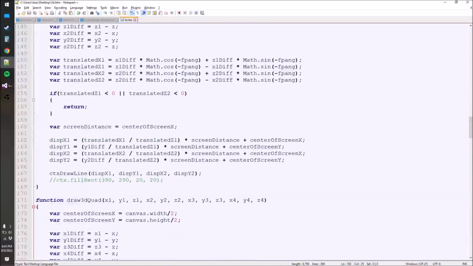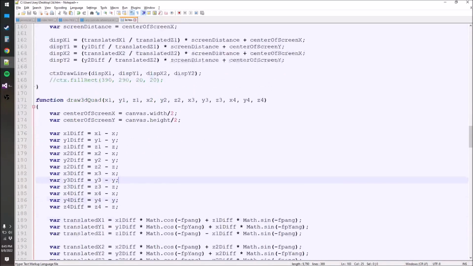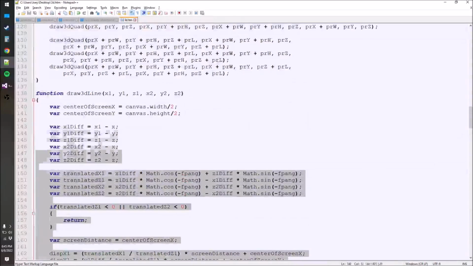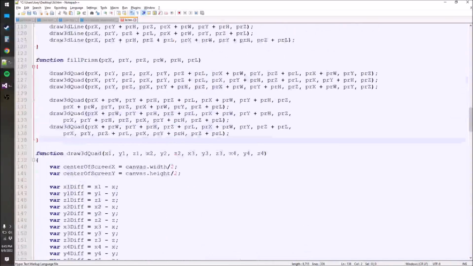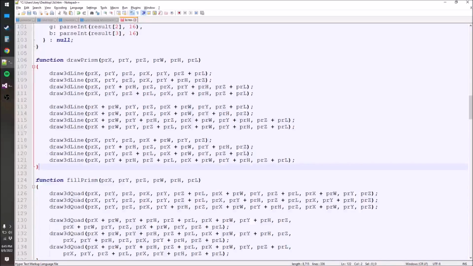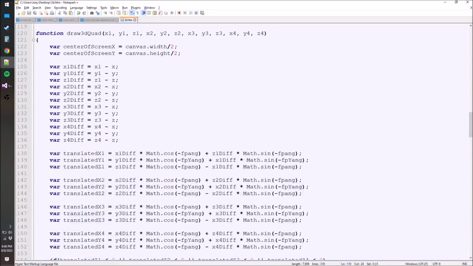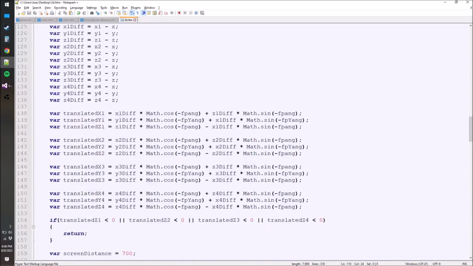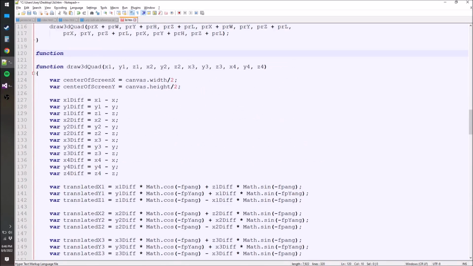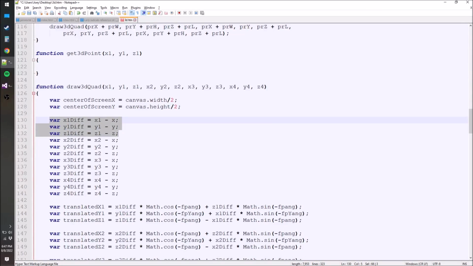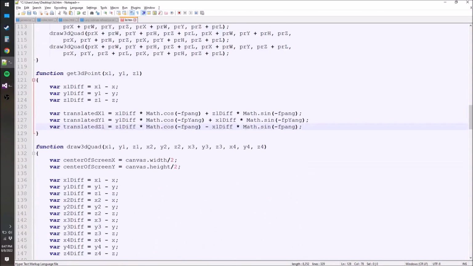Alright, you know what? Let's take a break for a second and let's just clean up some code. So I don't need this draw 3D line function anymore. That's not necessary. I don't need draw prism anymore. So now let me fix draw 3D quad. Right, so I don't like that there's so much repeated code here. So let's have draw, or not draw 3D point, but get 3D point, x1, y1, and z1. Just copy this, copy this, copy this.